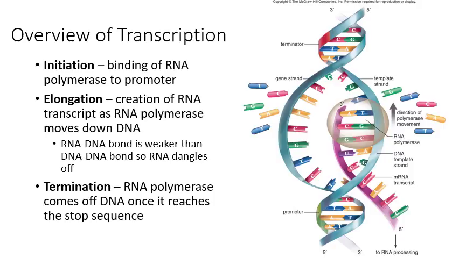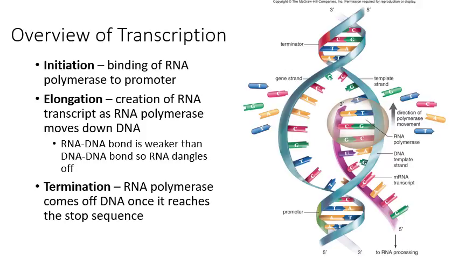So the attachment of the RNA polymerase to the promoter is initiation. And then in elongation, we have the creation of this RNA transcript, this mRNA transcript, that's going to hang off of the DNA. And this is really what we wanted to create in transcription, is this transcript. The goal was to make this RNA copy.